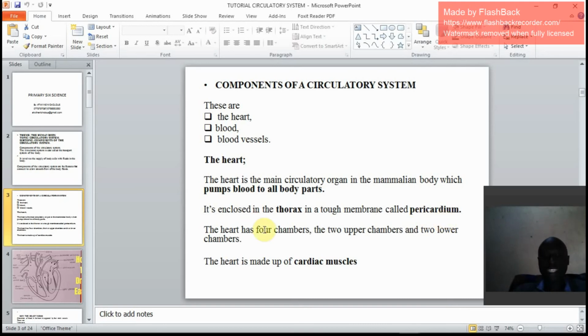The heart has 4 chambers. We are going to see them. There are 2 upper chambers, called auricles, as we're going to see on our structure, and 2 lower chambers, called ventricles. There is a point of emphasis here. The heart is made up of cardiac muscles. I repeat, the heart is made up of cardiac muscles. They may pose a question asking the name given to the muscles that make up the heart.